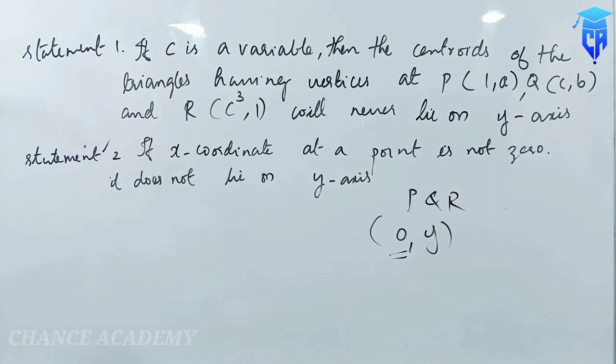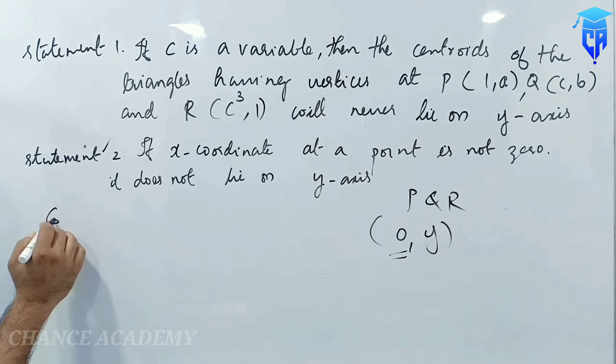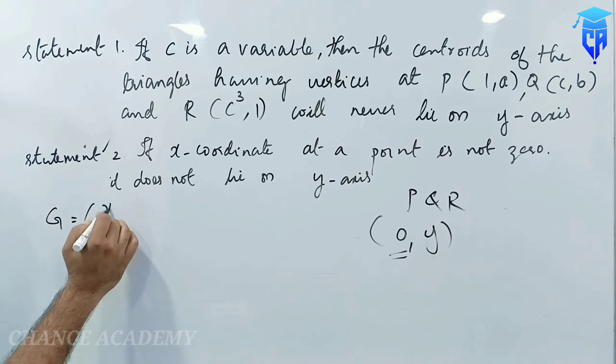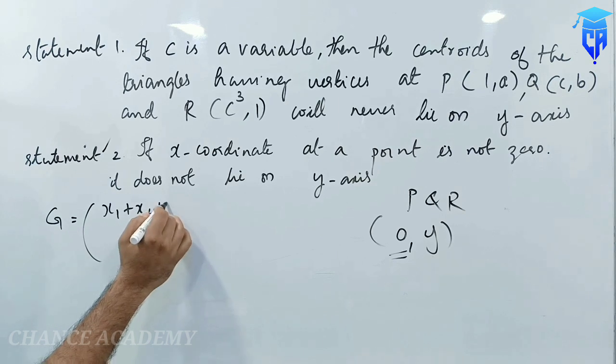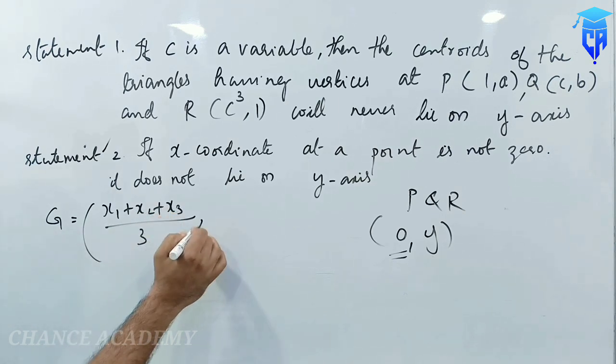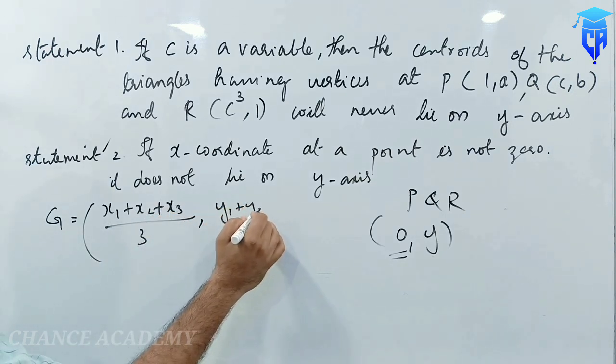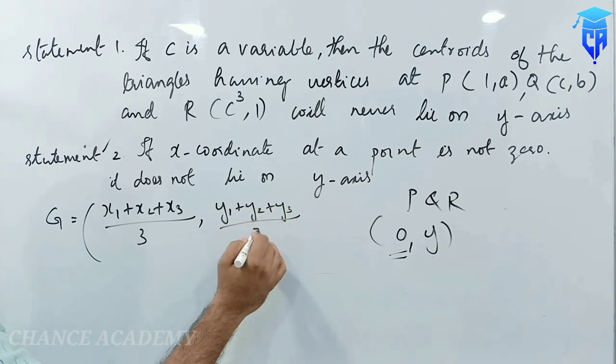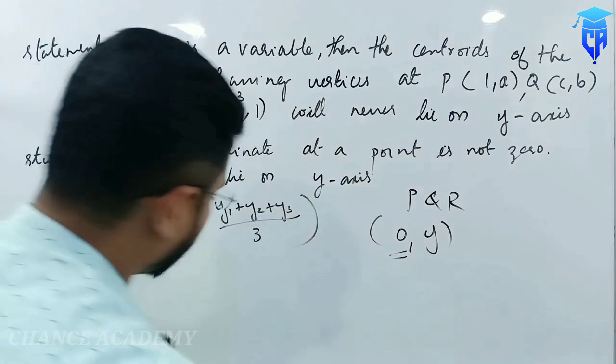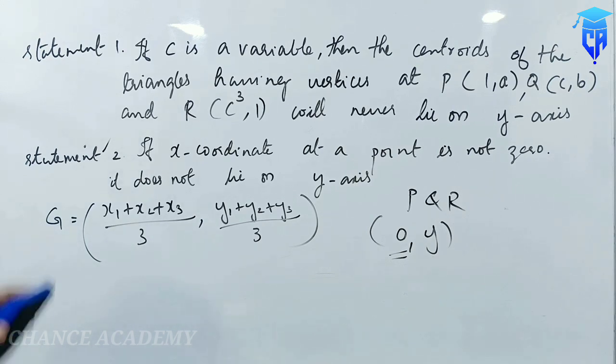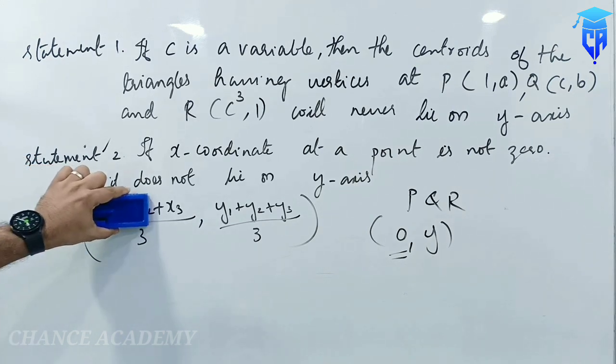Coming to statement 1, we can find the centroid of the given triangle PQR. For finding the centroid, we have the formula: G is equal to x1 plus x2 plus x3 all divided by 3, and y1 plus y2 plus y3 all divided by 3. So we can replace these variables with the corresponding values of x coordinates and y coordinates.